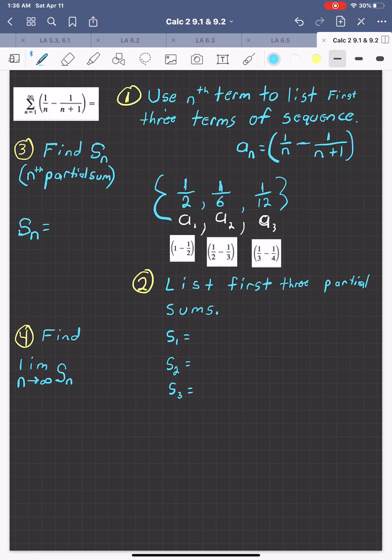Let's start with the very first sum. Well, there's nothing to add yet. It's just 1/2. Now, s sub 2 would be the first term of the sequence, 1/2, plus the second term, which is 1/6. S sub 3 would be the first term, plus the second term, plus the third term. Okay, and I'm going to go ahead and box in these partial sums. So the second partial sum, well, what do you got? 1/2 plus 1/6. So that should be 4/6.